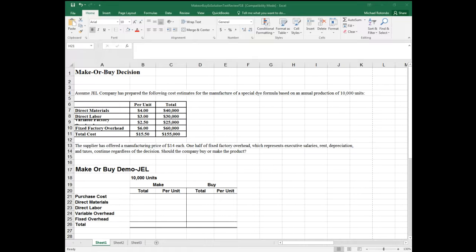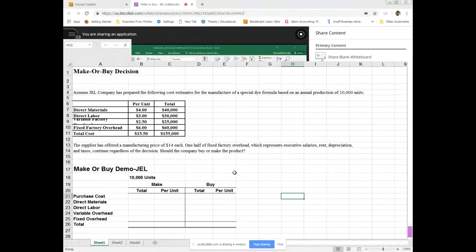Are people going to lose jobs? Is the quality of our product going to decrease? There's those kinds of qualitative issues that have to be looked at as well. So let's just focus on the numbers for now. And we're going to see that JEL Company has prepared the following cost estimates for the manufacture of a special dye-based formula. And they have a production of 10,000 units.